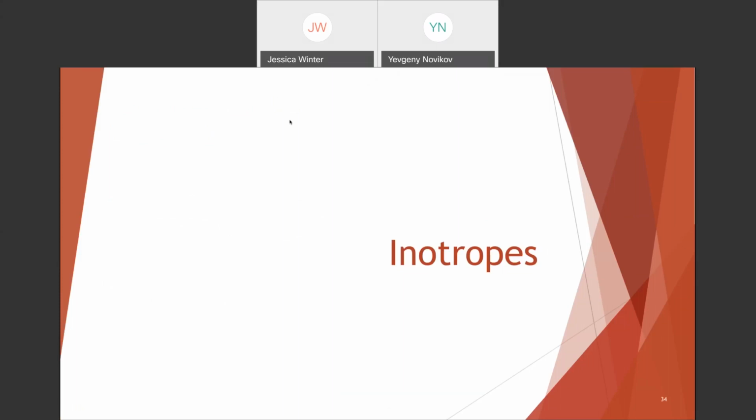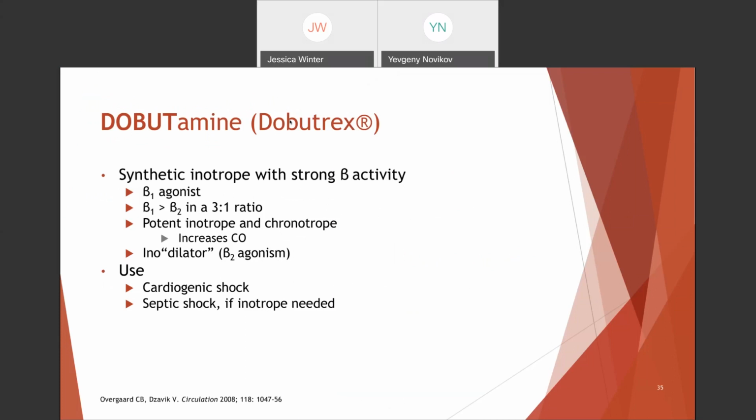And then I'm just going to touch really quick on inotropes. There are two main inotropes, dobutamine and milrinone. Dobutamine, brand name Dobutrex, is a synthetic inotrope that has strong beta activity. It likes beta 1 receptors and beta 2 receptors. It has preference for beta 1, which is good because we're giving it to increase inotropy and chronotropy. Agonizing that beta receptor, if you'll remember, will increase the intracellular uptake of calcium, and that will increase cardiac contractility, chronotropy, and inotropy.